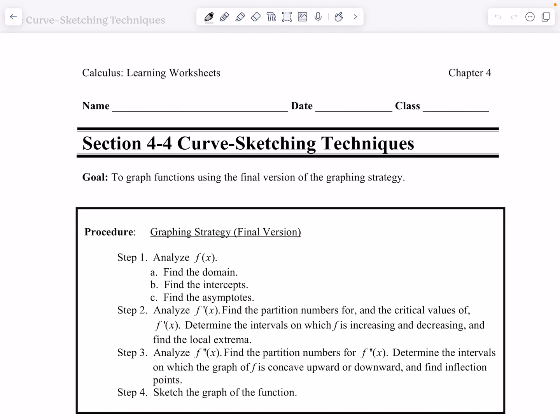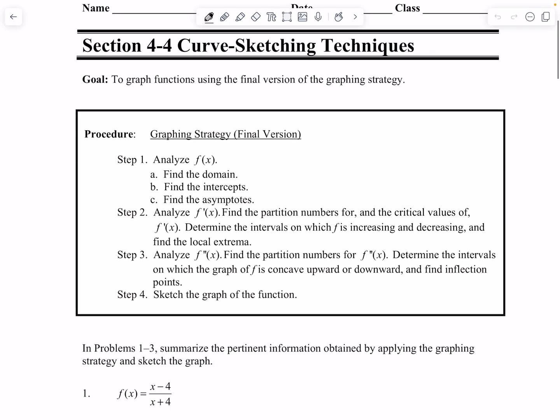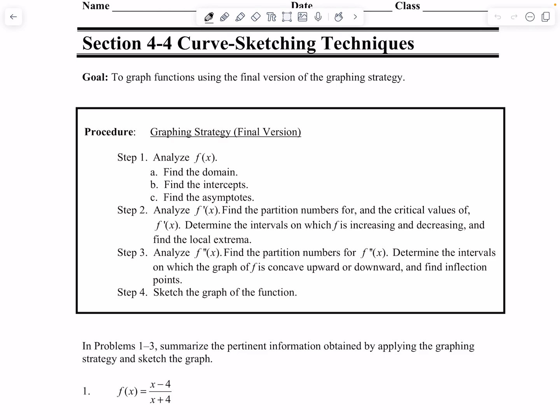Welcome to section 4.4, curve sketching techniques. Our goal today is to graph functions using the final version of the graphing strategy. So here's our graphing strategy. We've been adding to it a little bit every time.